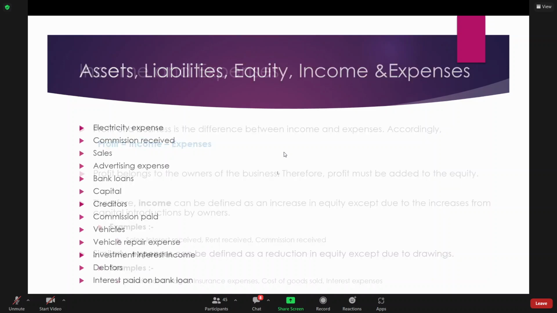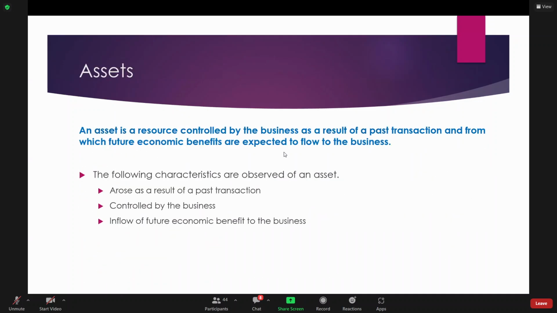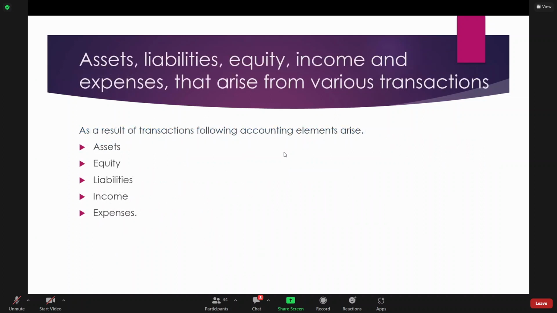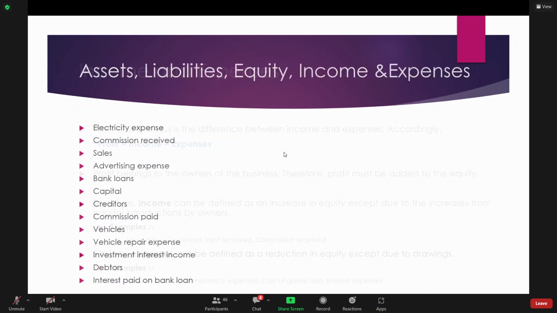Now, you know about these 5 different categories: assets, liabilities, equity, income and expenses. So now you all know these are the 5 types, and if you know these 5 types, then accounting is very straightforward. Now let's identify these different transactions, whether they are assets, liabilities, equity, income, or expenses. Shall we try to identify these different accounting transactions?